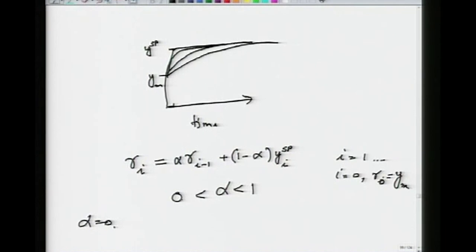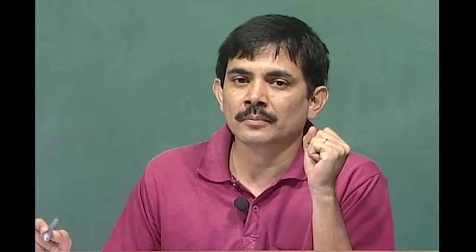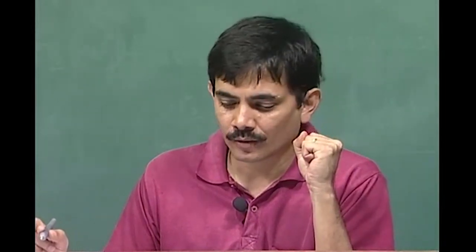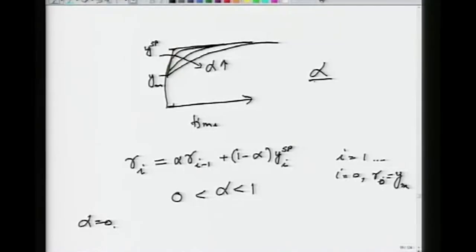As I keep increasing alpha from 0 to 1, I get more and more damping. So, as alpha increases, I get slower and slower rise to the set point. Okay. So, you can imagine that again this alpha is a parameter in the hands of the control system designer. If you choose small alpha, I want a fast rise to the set point, what that would do is make my control system aggressive. Okay. So, and the larger alpha I use, the more sluggish the control system becomes, all right.